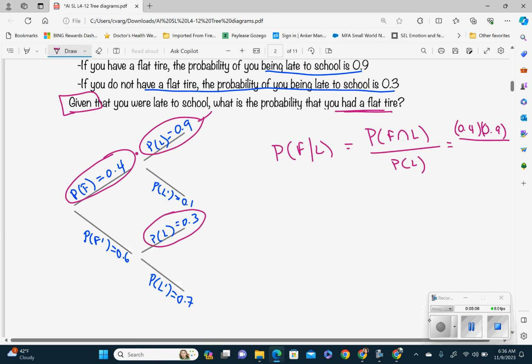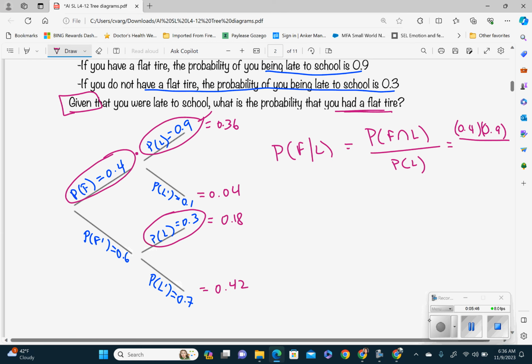Then the probability of late is the total late, so we have to take these two paths and add them together. This one is 0.36. If I follow this path, I have 0.4 times 0.1, so this path is going to be 0.04. If I follow this path, I have 0.6 times 0.3, which is 0.18. And if I follow this path, 0.6 times 0.7, this path gives me 0.42.